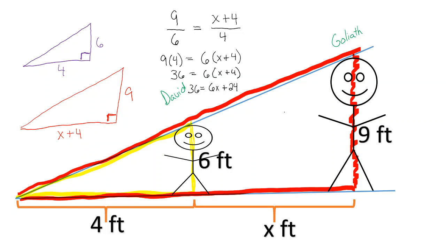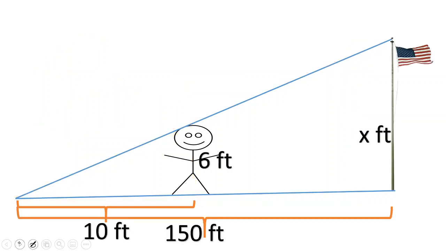Now what I'm going to do is subtract 24 from both sides. When I do that, I get 12, because 36 minus 24 equals 12. So 12 equals 6x. So x equals 2 feet. All right? So that would be 2 feet is what x is. Hope you understood that. You'll probably have one like that on your homework tonight.